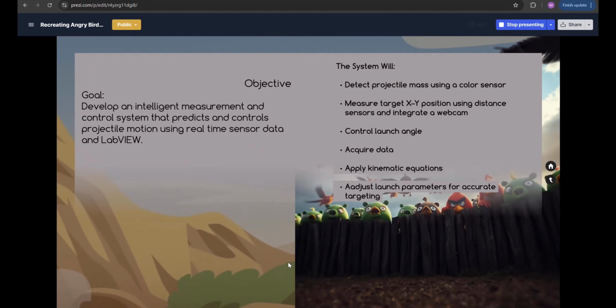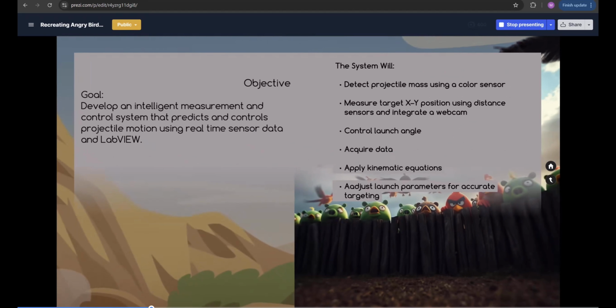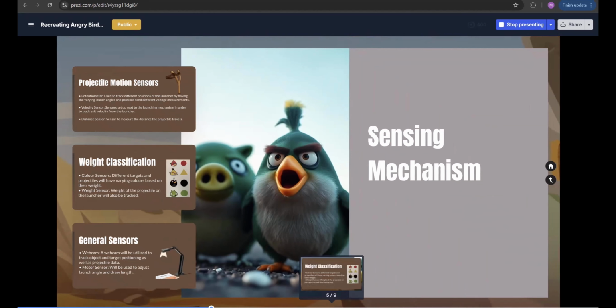LabVIEW. Our goal is to measure key physical parameters involved in projectile motion and use those measurements to validate projectile trajectories within a controlled experimental environment. Ultimately, this project demonstrates how instrumentation and computational modeling can work together to connect theoretical kinematics with measurable physical behavior.